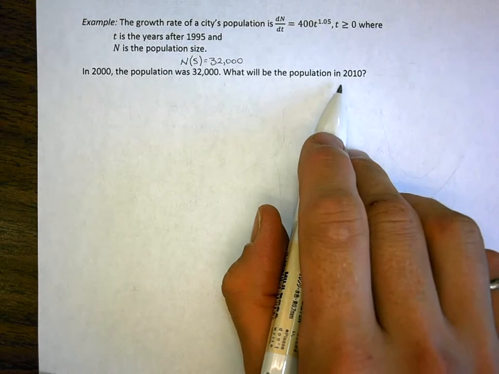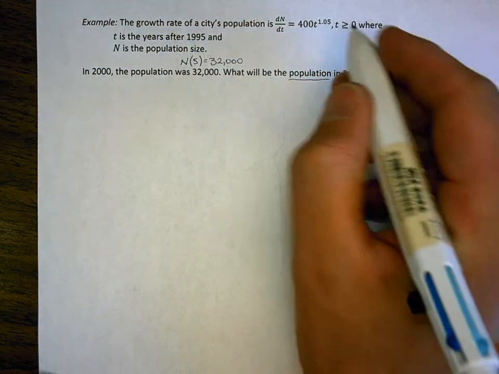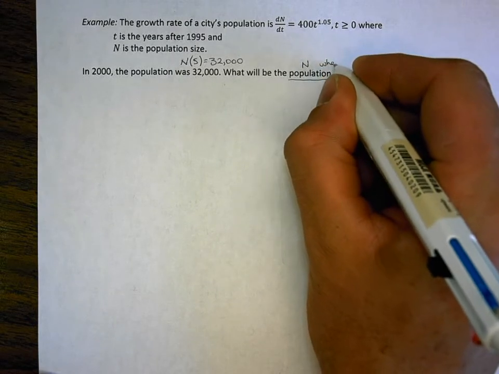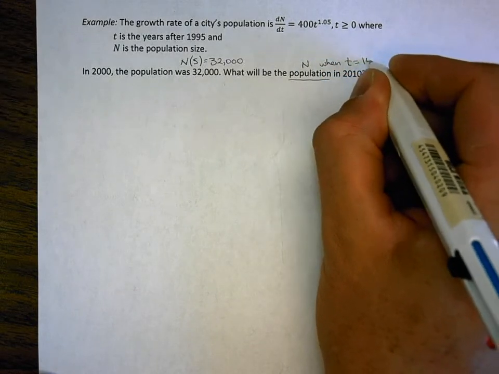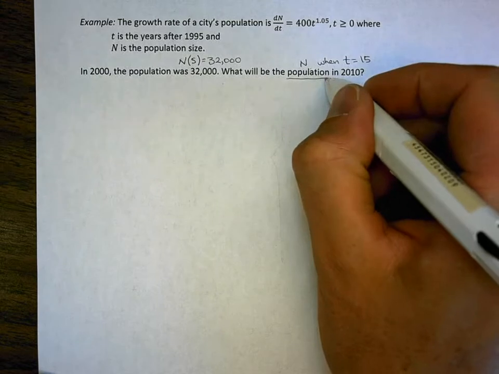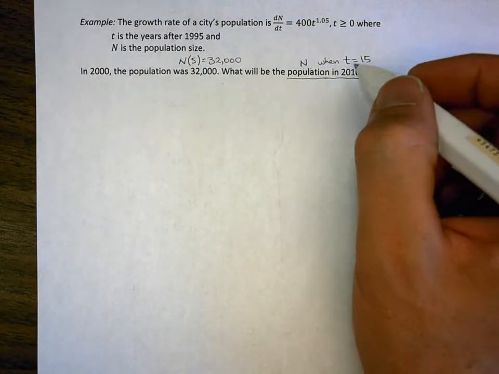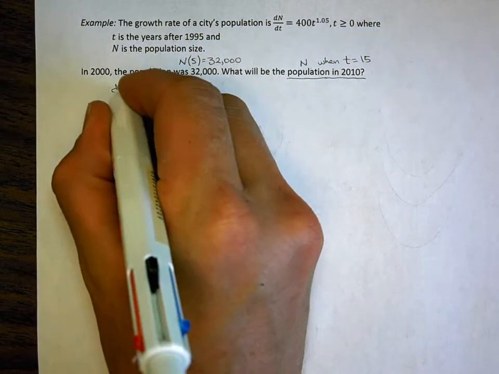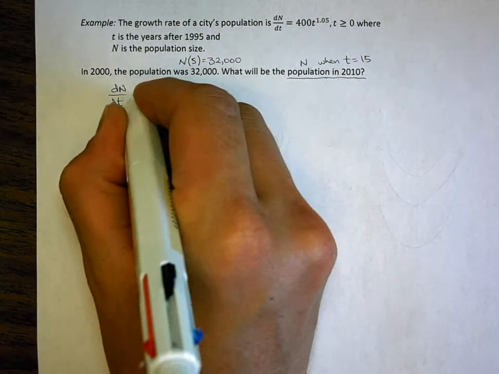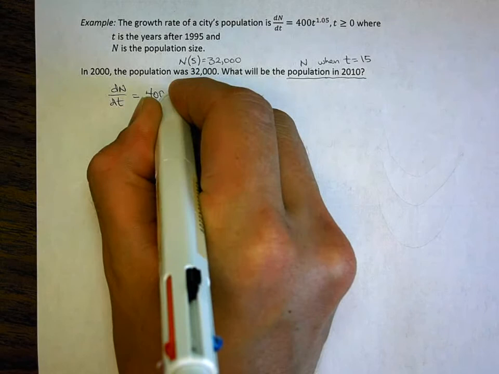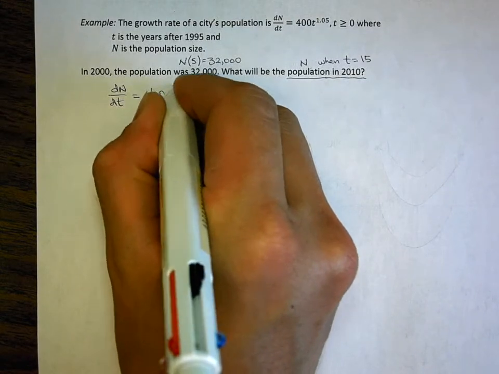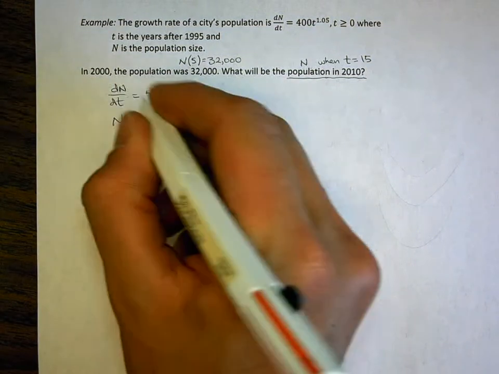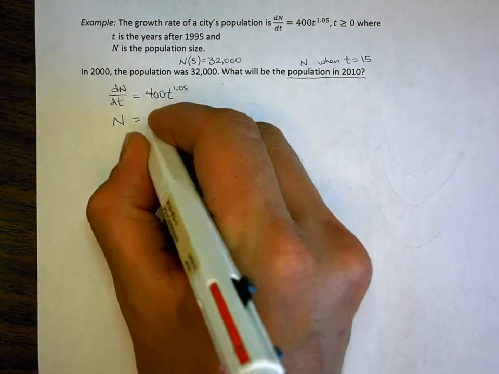And then we want to find out the population, the n value, when t is equal to 15. So that's what the question's asking. What is n when t is equal to 15? Well, first I need to figure out what n is. So let's start with dn/dt is equal to 400 t to the 1.05. Now, to find n, to undo the derivative, I have to take the integral of this expression.